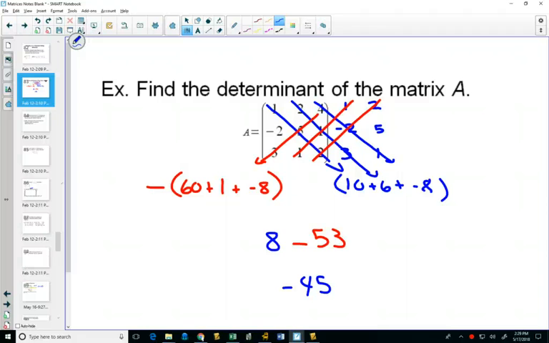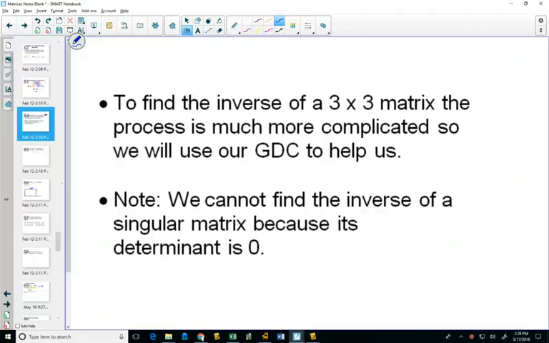So because the determinant is not 0, we know that an inverse exists. And last class we looked at finding the inverse of a 3 by 3 matrix, so we will use our calculator. If the determinant is 0, we can't find the inverse. We've known that already.